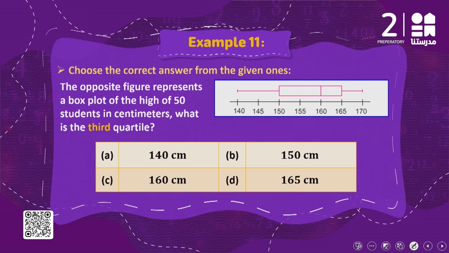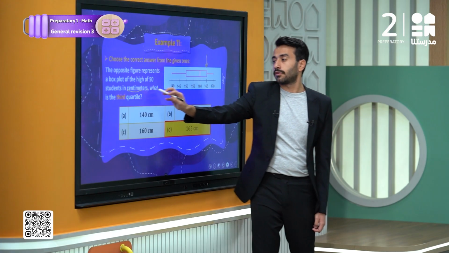The opposite figure represents a box plot of the height of 50 students in centimeters. What is the third quartile? Third quartile, this one. This is the third quartile for sure, which is 165 centimeters. Take care, this is in centimeters.